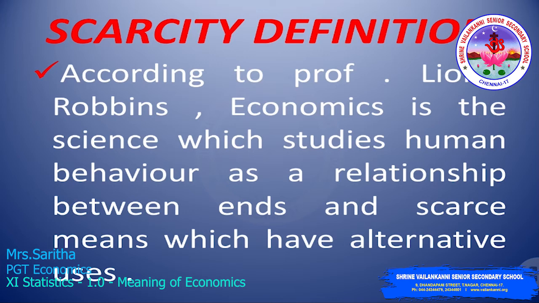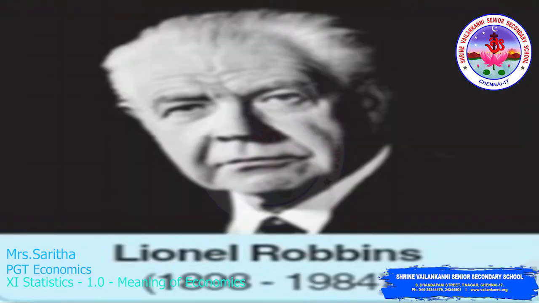The third problem, alternative uses. Resources are not only scarce, but they can also be put to various uses. So one has to make some choices among the resources, deciding which are more important. So, the scarcity definition was given by Lionel Robbins.